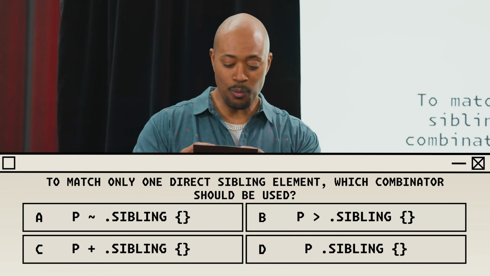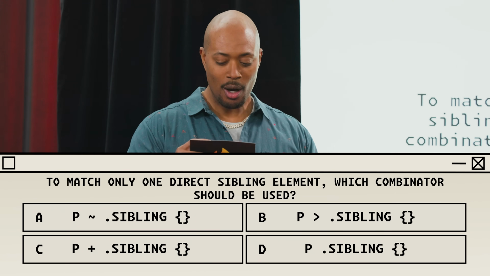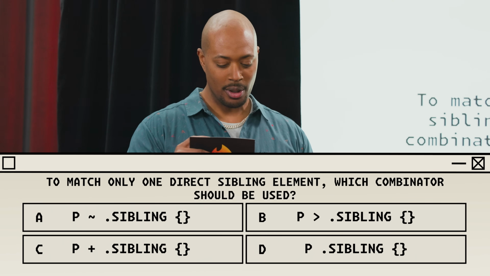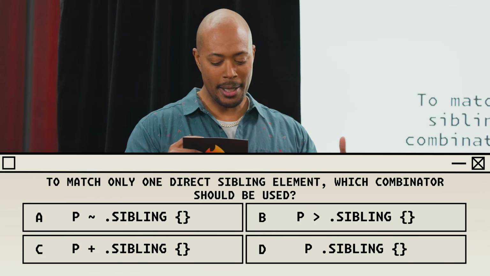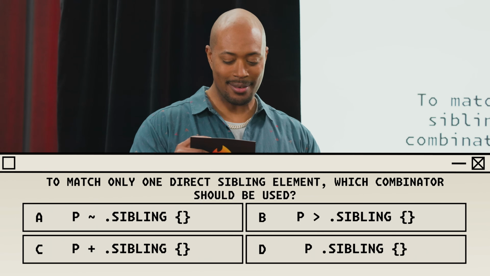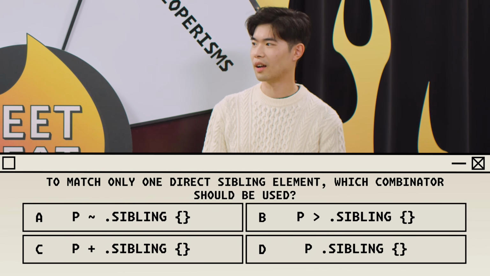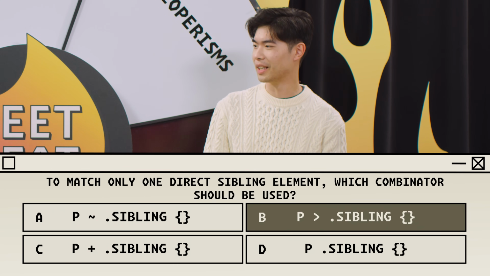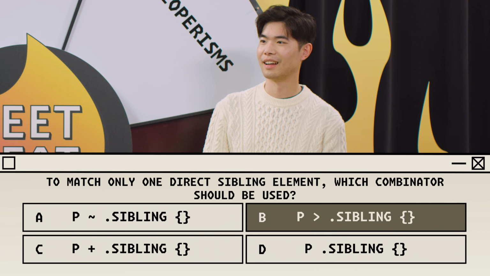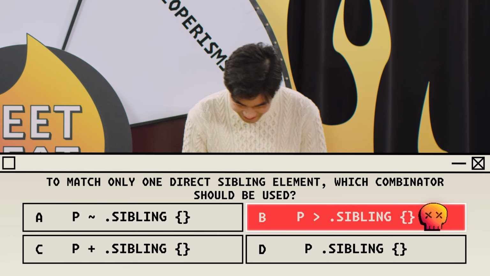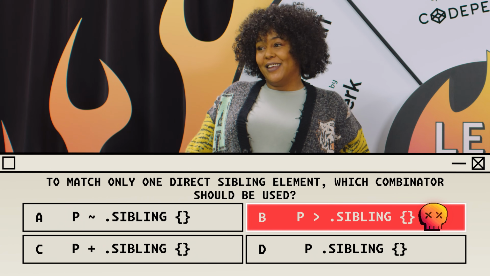To match only one direct sibling element, which combinator should be used? Is it P tilde sibling, P greater than sibling, P plus sibling, or P dot sibling? Sammy. B, P caret sibling. Do we have a carrot to put some hot sauce on? Because that's what he gets. It's a spicy bite. Natalie with a chance to steal.